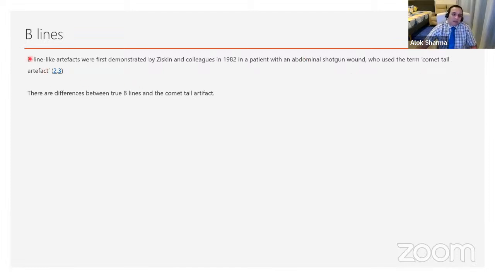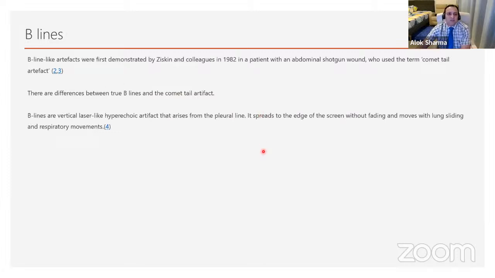And some people like to call B-line artifacts glass rockets or septal rockets, whether or not they originate from the pleural line. So there was quite a bit of difference in the way we describe them. But clearly the standardized definition for a B-line is that it is a vertical laser-like hyperechoic artifact that always arises from the pleural line.